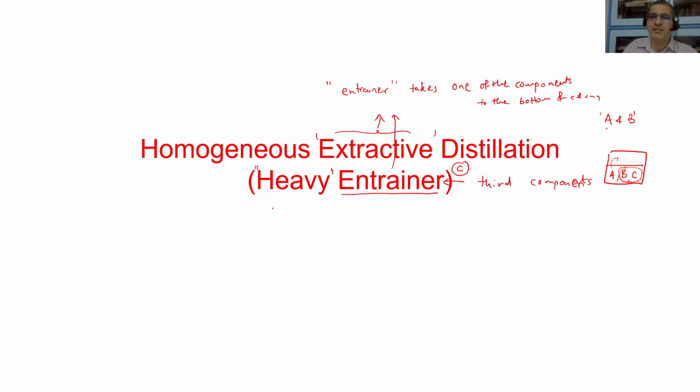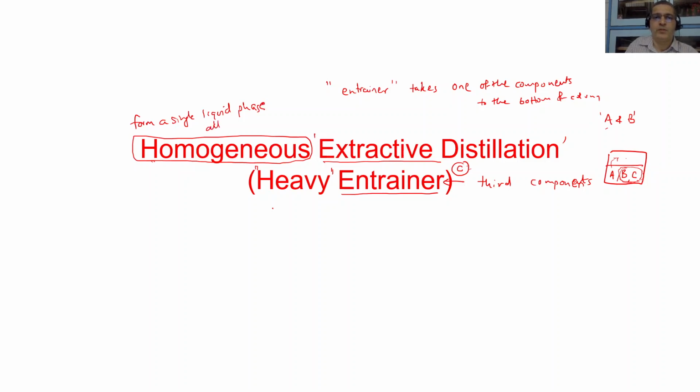Now, if I distill this, I will get A to the top of the column, and B and C will go to the bottom of the distillation column, as if B is extracted from the mixture of A and B by the third component that we have added. That's why the word extractive distillation. The word homogeneous means A, B and C form a single liquid phase at all compositions.